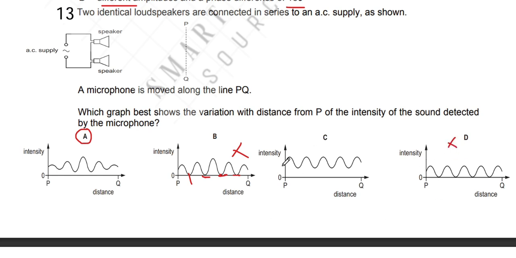In C, intensity is quite constant. It decreases, meaning at every maxima the intensities are constant, and that is not possible because at the principal axis, at the zero maxima, the intensity should be maximum. And then if we go far away, the intensity will slowly decrease. So according to that, the answer is A.